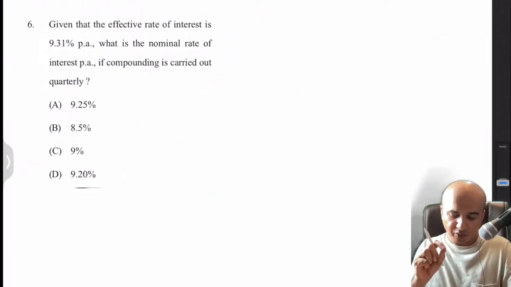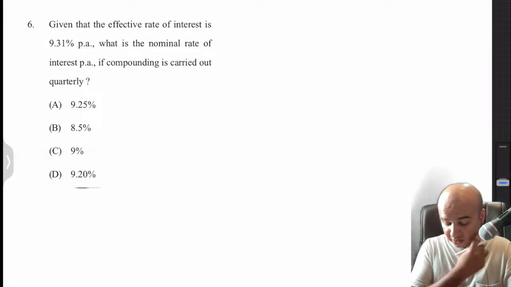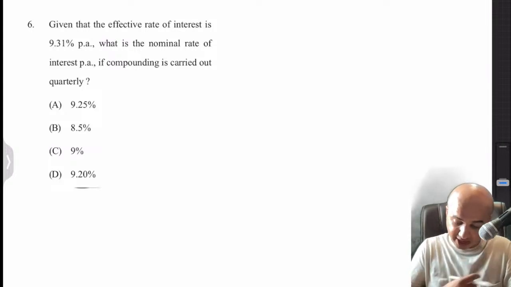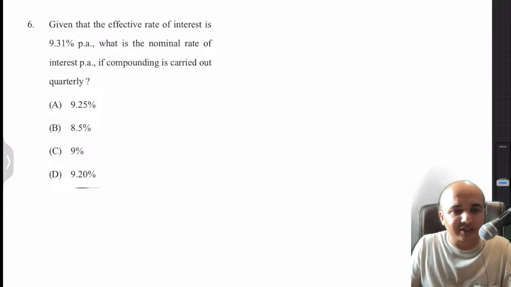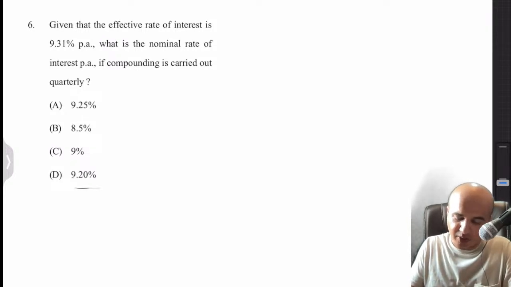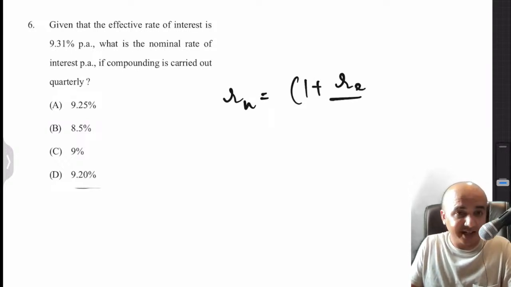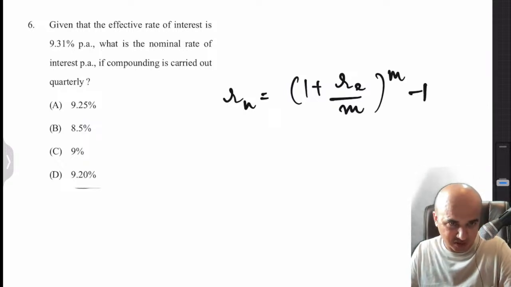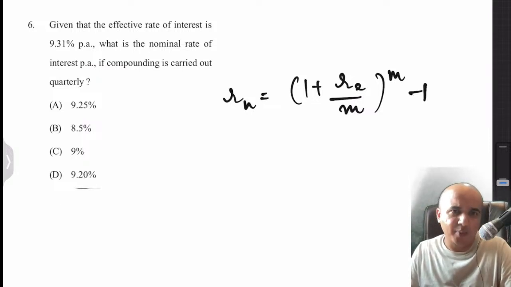Given that effective rate of interest is 9.31, fine. If effective rate of interest is 9.31, what is the nominal rate of interest? Given compounding is carried out quarterly, fine. Let's try to do this. So now we have to first of all use a formula. Without using the formula, obviously we won't be able to identify. So Rn equals (1 plus Re divided by m) to the power of m, minus 1 is the formula which we have to use. Obviously we won't get the exact answer, we'll probably get the approximate answer.